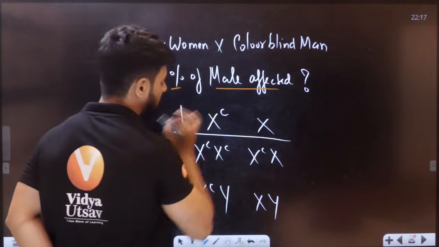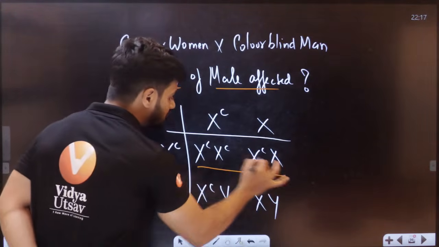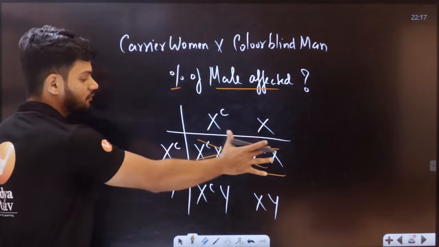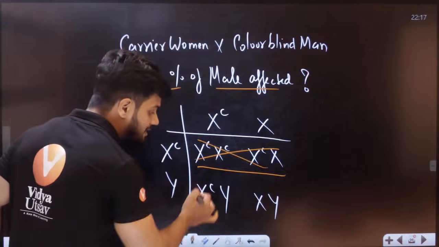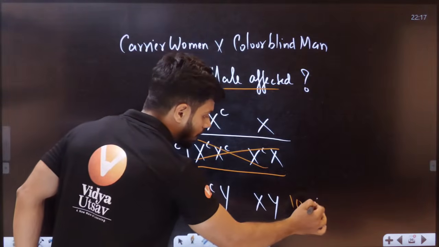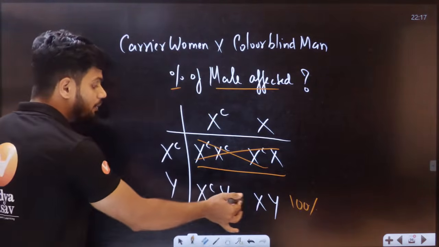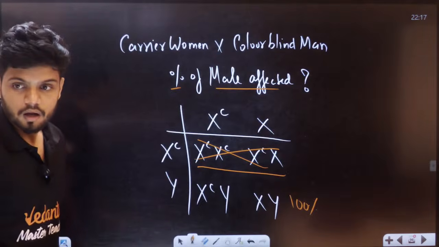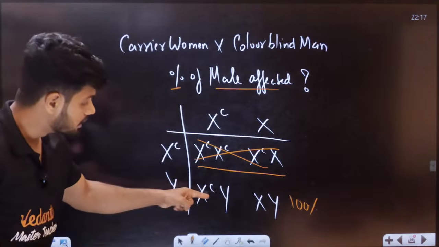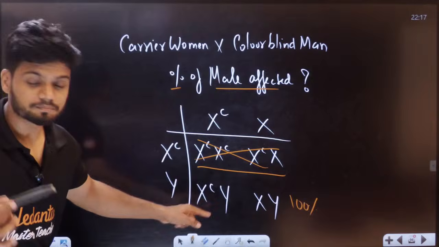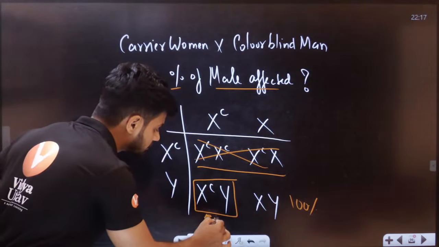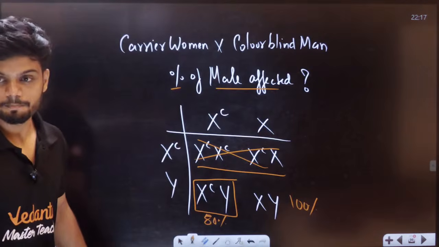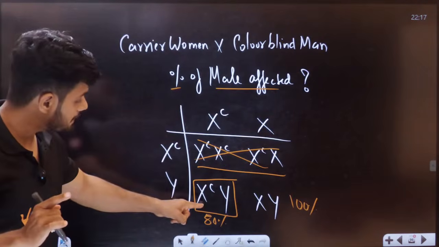The question says percentage of male affected. So we do not take this part at all; we forget the female part, because the question is asking only about males. Now this entire set becomes 100%. Out of this 100%, how many males are affected? 50% of males are affected, students.